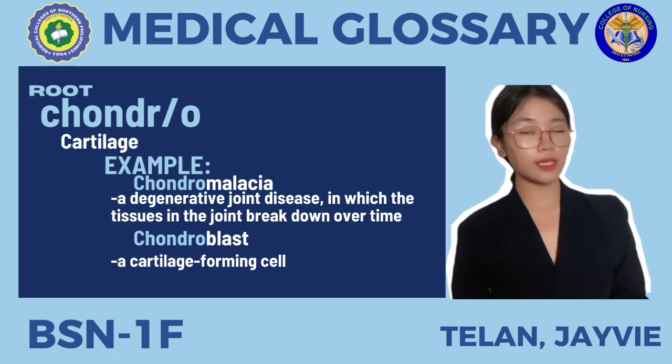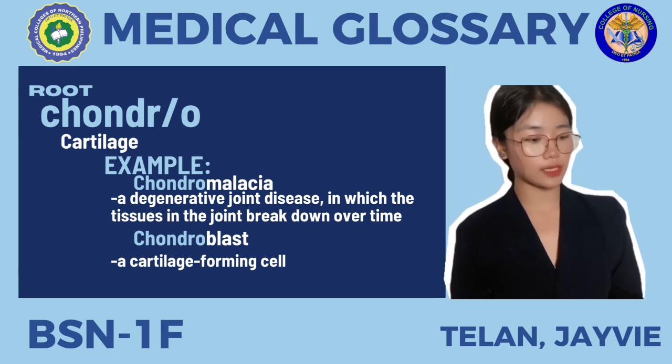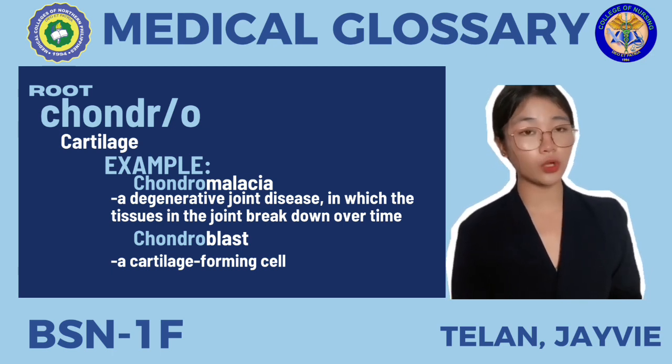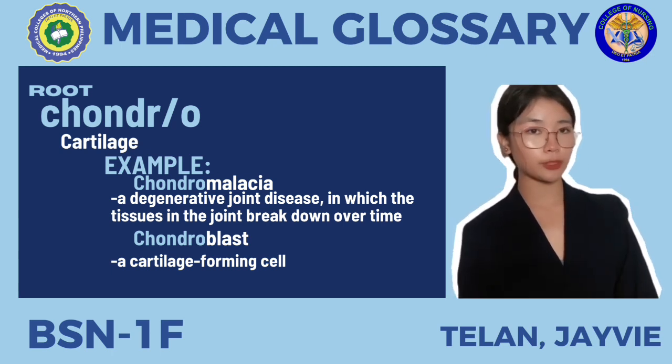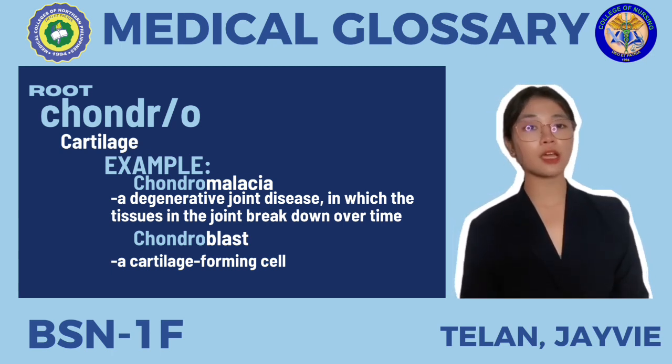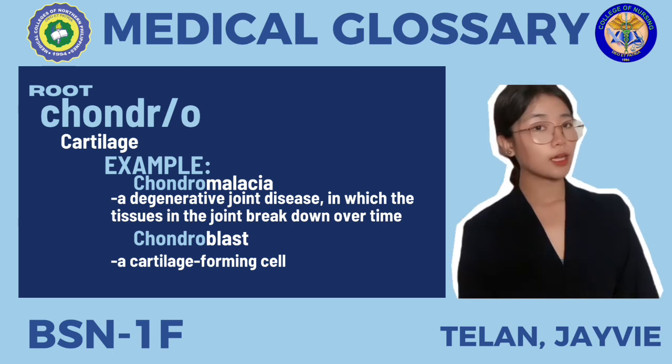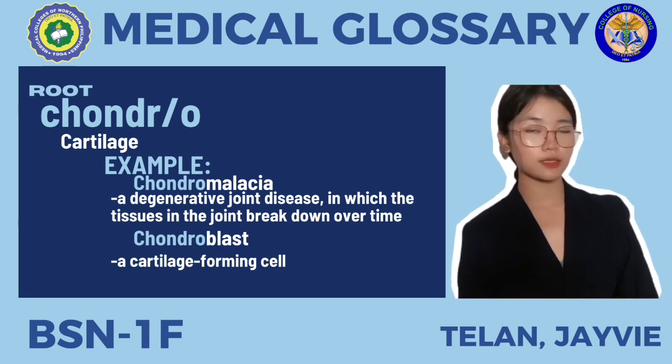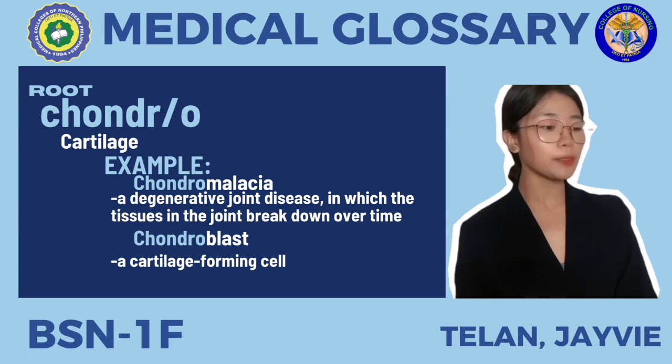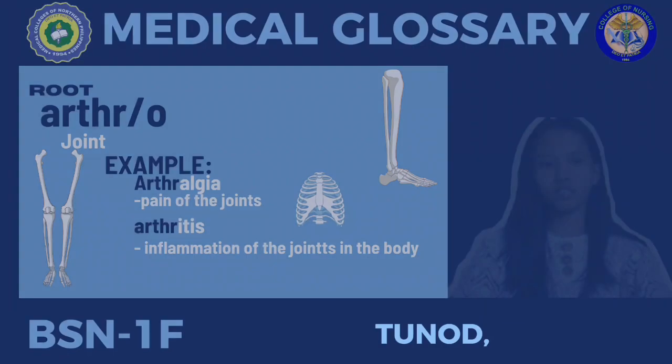An example of this one is chondromalacia, a degenerative joint disease in which the tissues in the joint break down over time. The next one is chondroblast. A chondroblast is a cartilage-forming cell. Chondroblasts produce matrix, and they are really important to remember.